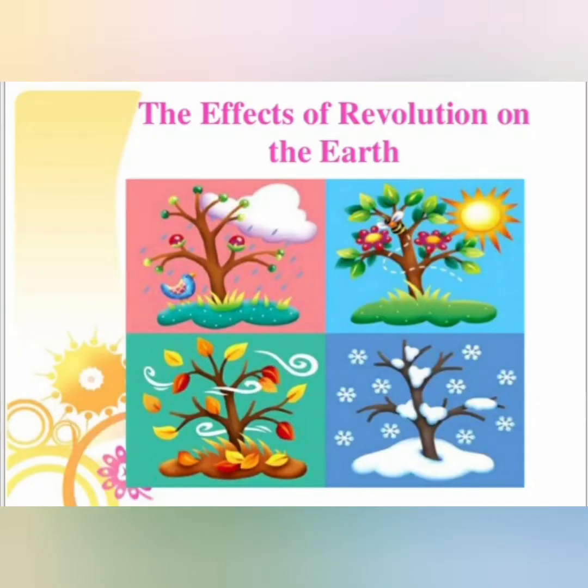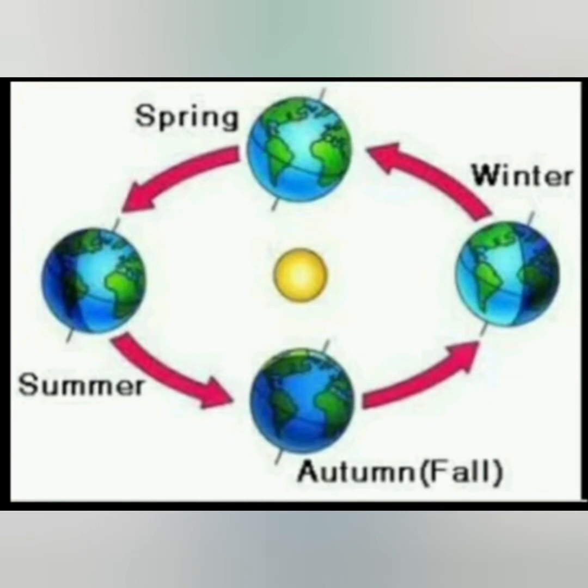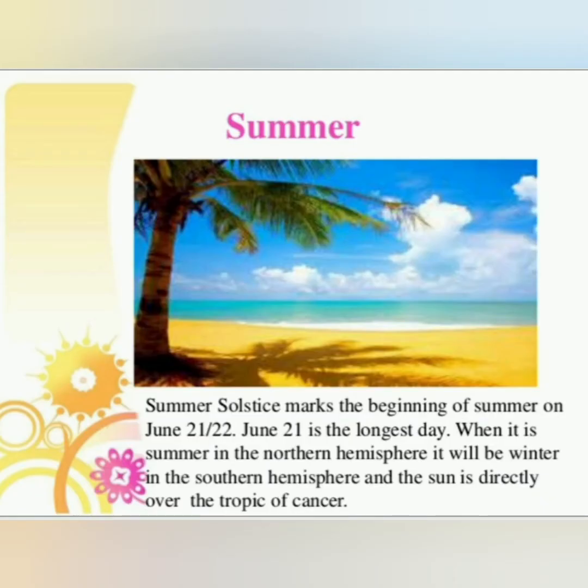Now students, let me tell you about the effects of the revolution on the earth. The revolution of the earth gives us the different seasons like summer, winter, autumn and spring. Summer season. The summer solstice marks the beginning of summer on June 21 or 22. June 21 is the longest day.